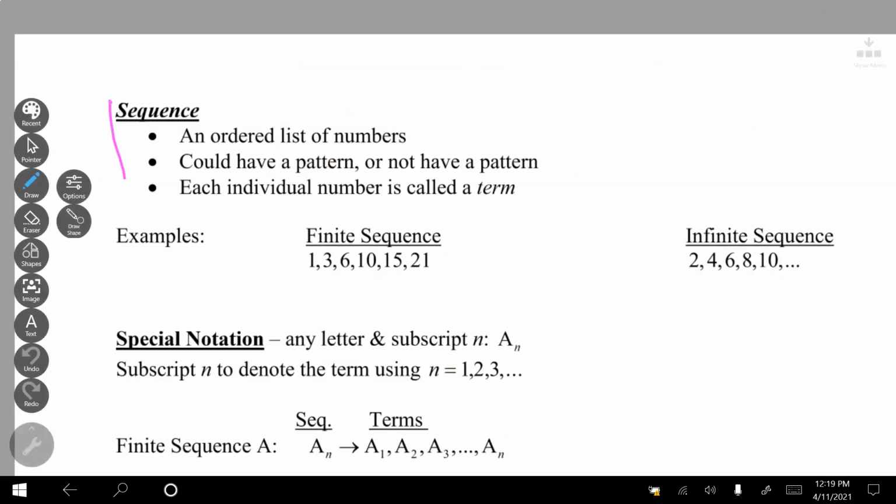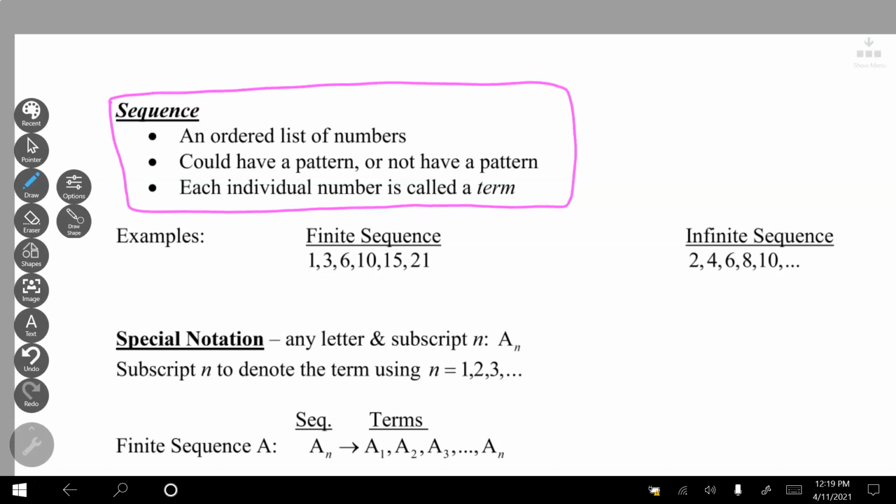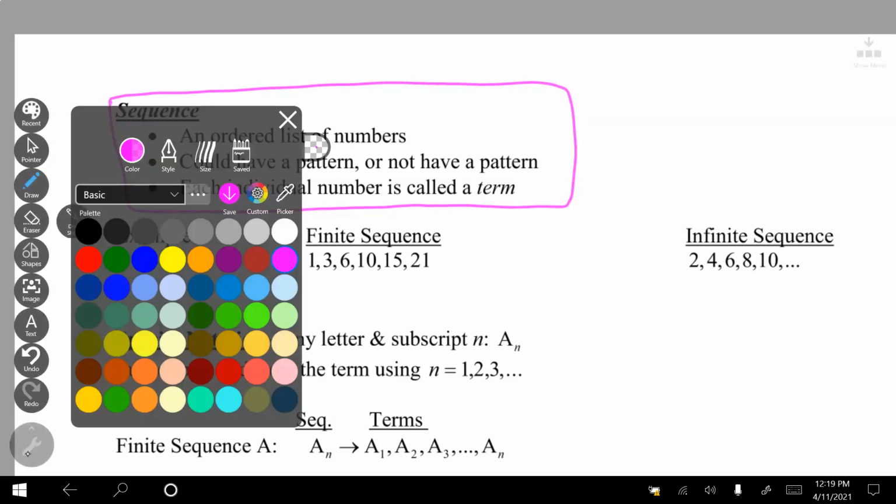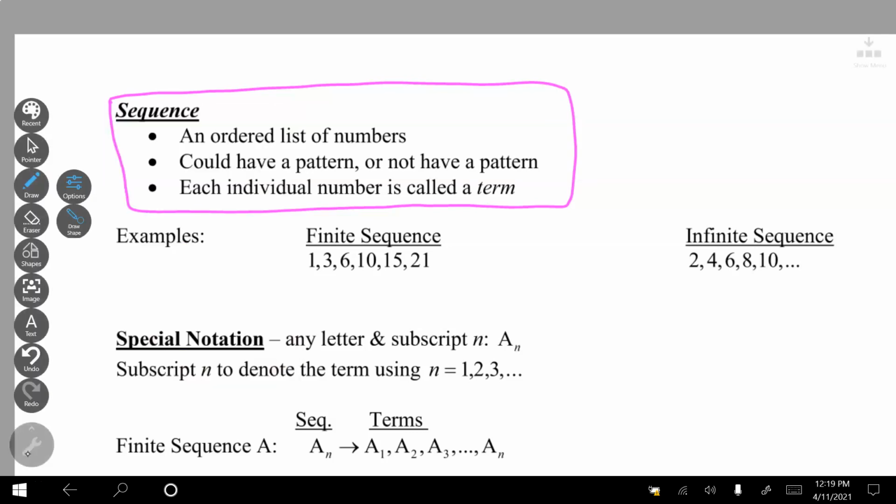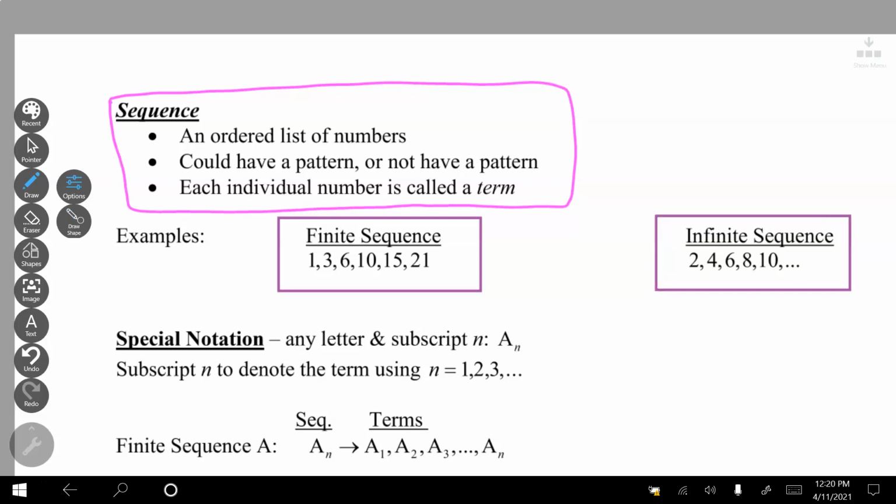Okay, so a sequence is just an ordered list of numbers. There could be a pattern to the numbers, or there could not be a pattern to the numbers. And each individual number in that list is called a term. First term, second term, third term, 8th term, 100th term, whatever you have. You could have a finite sequence. There's only so many terms, like this one only has 6 terms. Or it could be an infinite sequence that goes on forever by the dot, dot, dots.